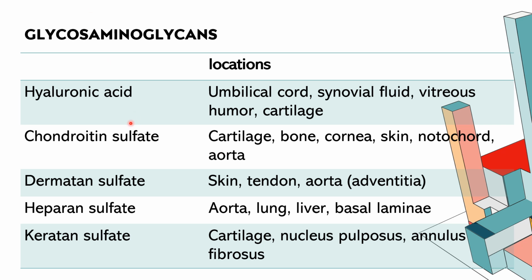Please note that your hyaluronic acid, otherwise known as hyaluronan, is the largest among your glycosaminoglycans. It is located in your umbilical cord, synovial fluid, vitreous humor of your eyes, and in the cartilage. Unique among your glycosaminoglycans, hyaluronan is synthesized directly into the extracellular matrix by an enzyme complex known as hyaluronan synthase.